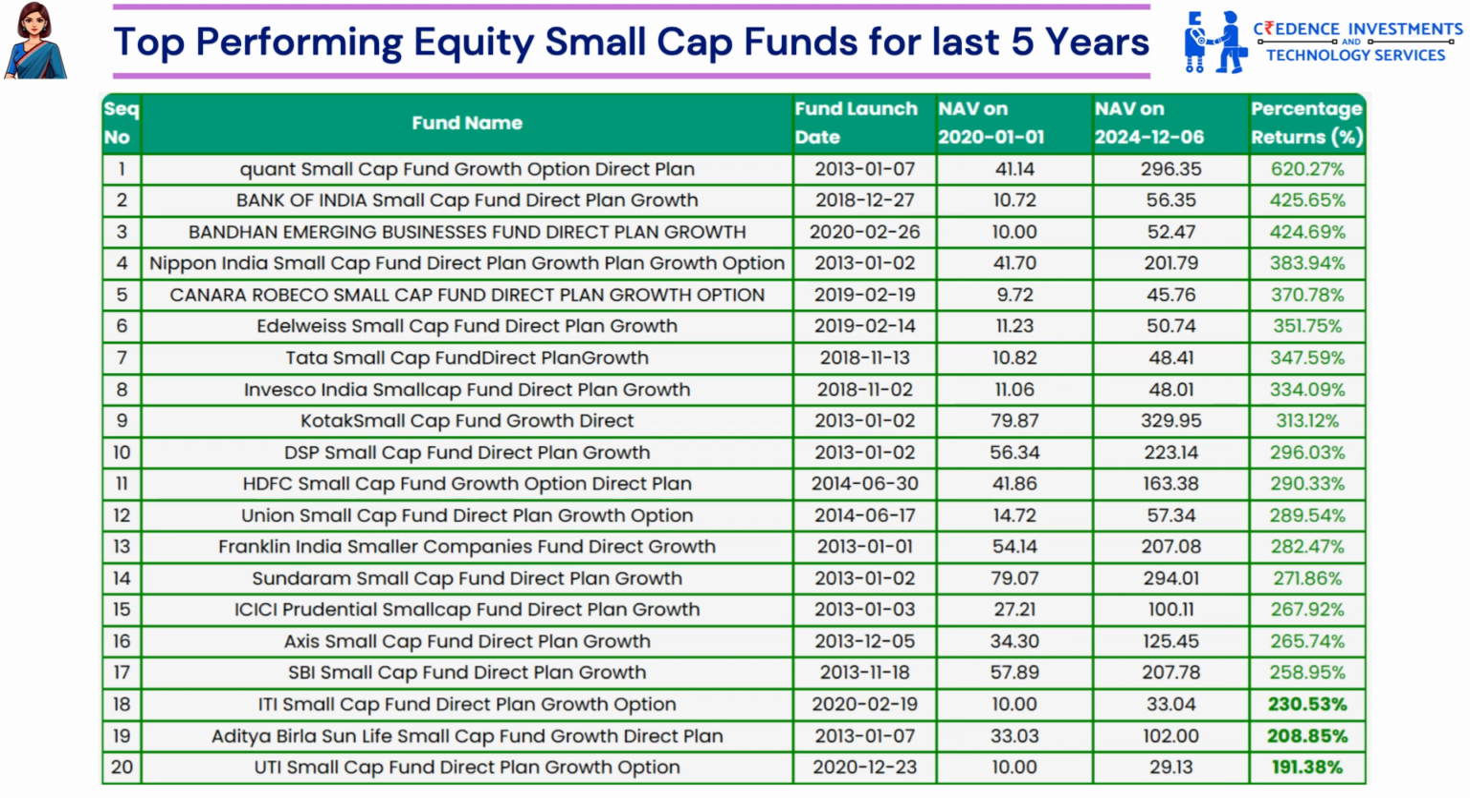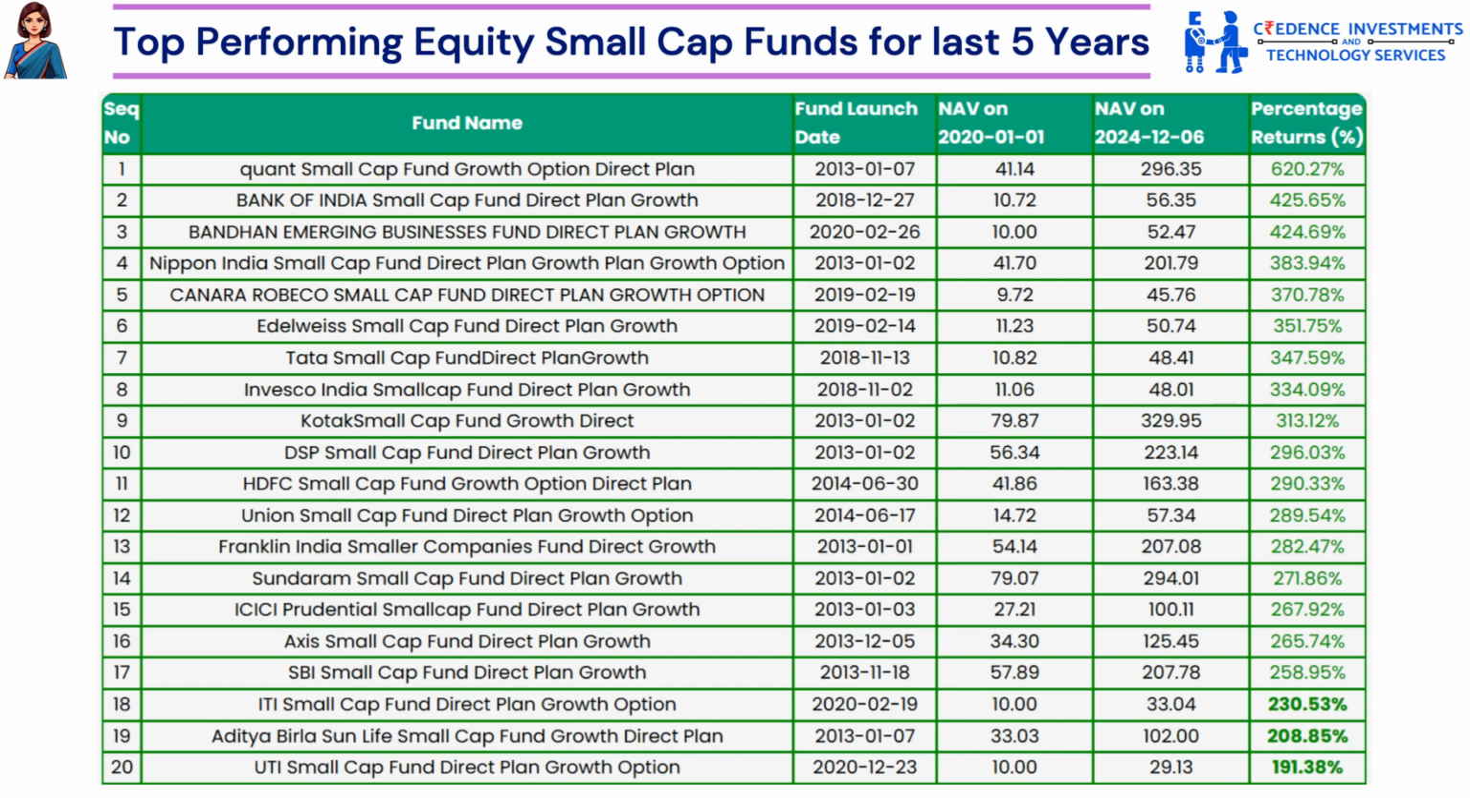Mid-tier performers. Funds like Edelweiss Small Cap, 351.75%, Tata Small Cap, 347.59%, and Invesco India Small Cap, 334.09%, also showed strong performance. Kotak Small Cap Fund, 313.12%, and DSP Small Cap Fund, 296.03%, maintained consistent returns.